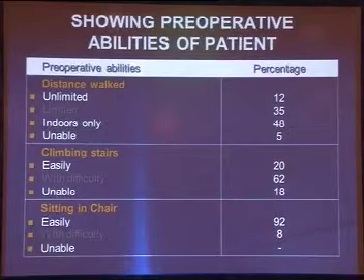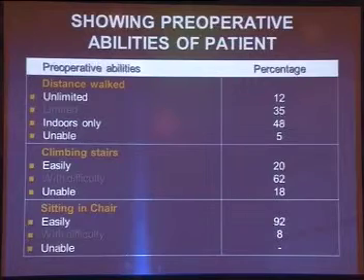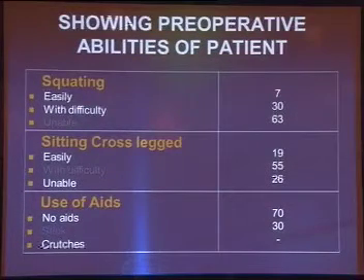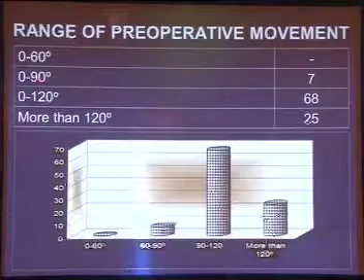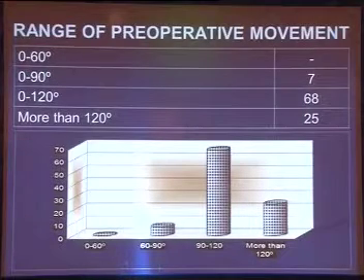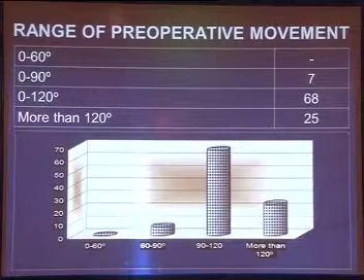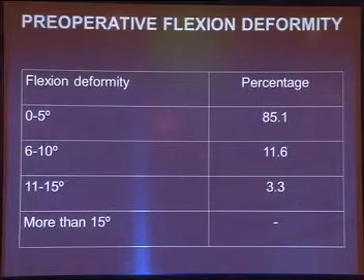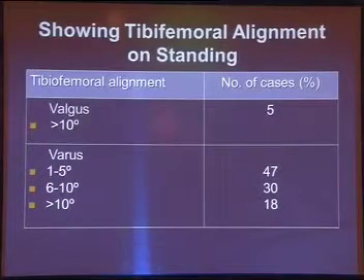This chart shows the preoperative abilities of the patients: distance walked limited in 35 patients, climbing stairs with difficulty, sitting in a chair with difficulty, squatting unable in 63 patients, sitting cross-legged with difficulty, while the use of aids, that is a stick, in 30 patients. The preoperative range of motion was good, 0 to 120 degrees in most patients. The flexion deformity was less than 10 degrees in most patients. Tibiofemoral alignment: valgus of more than 10 degrees was present in 5 patients, varus of 1 to 5 degrees in 47 patients, 6 to 10 degrees in 30, and more than 10 degrees in 18.